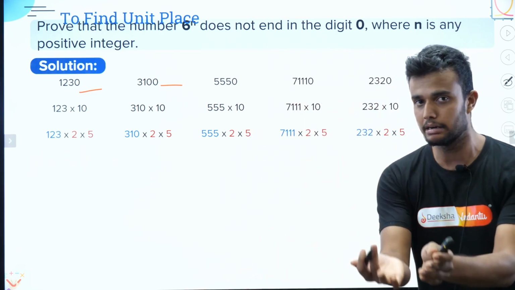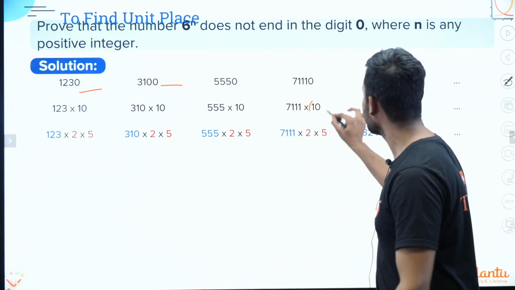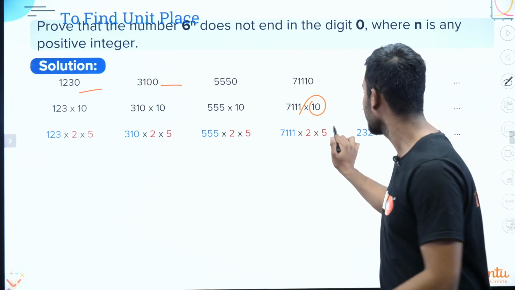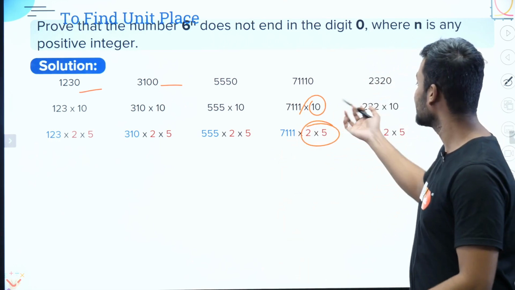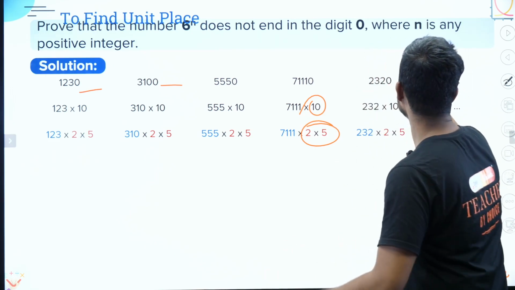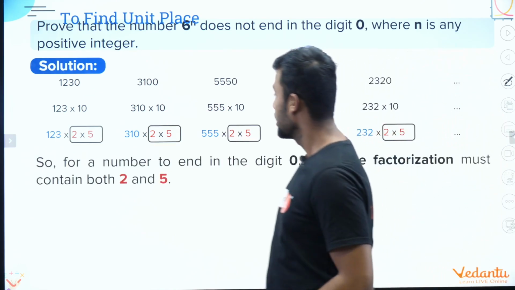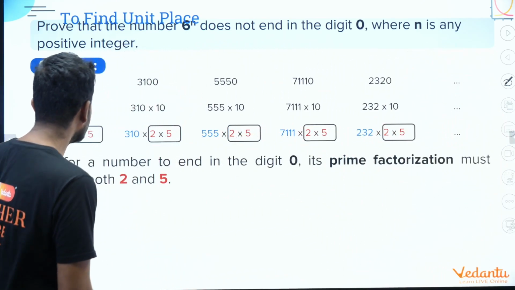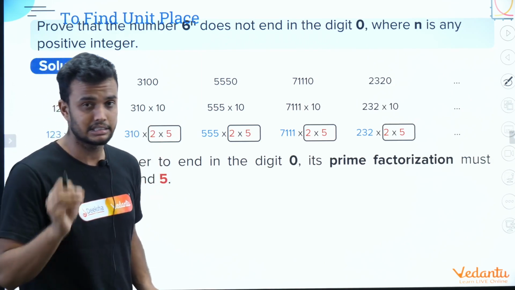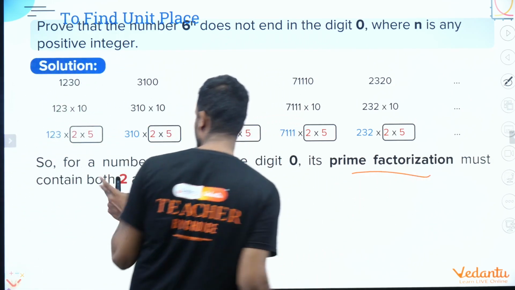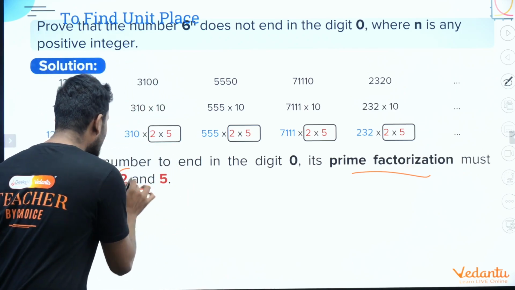If it ends with 0, it must definitely be a multiple of 10, right, students? We can write 10 as 2 into 5. In the place of 6, we can also write 2 into 3. Here, a number that ends with 0 must have a prime factorization containing both 2 and 5.